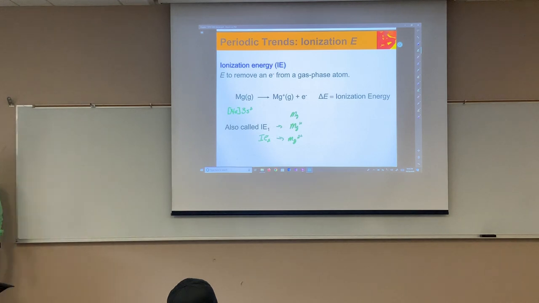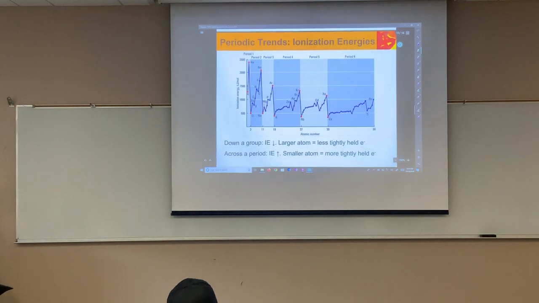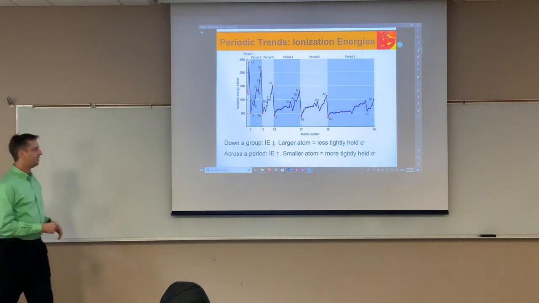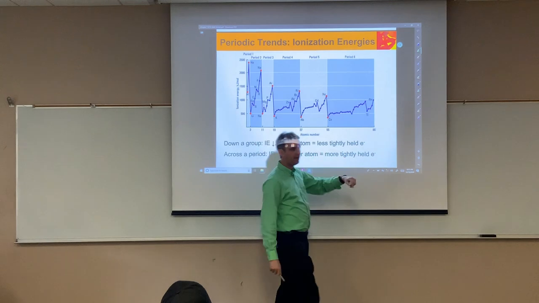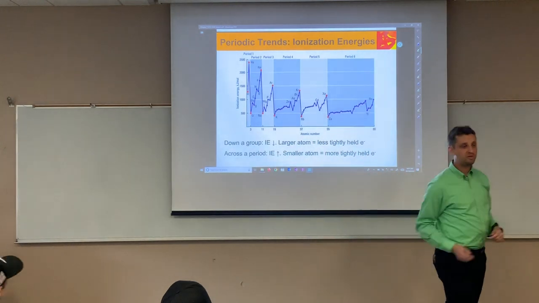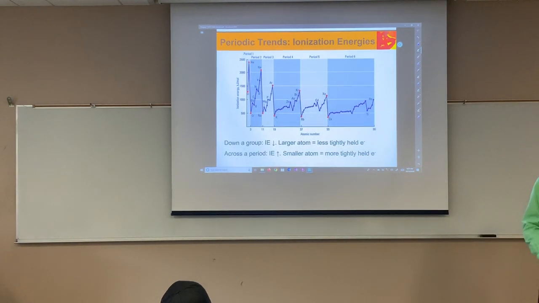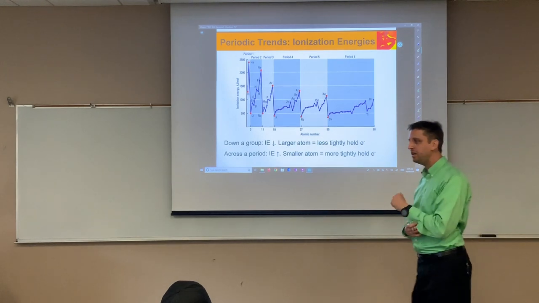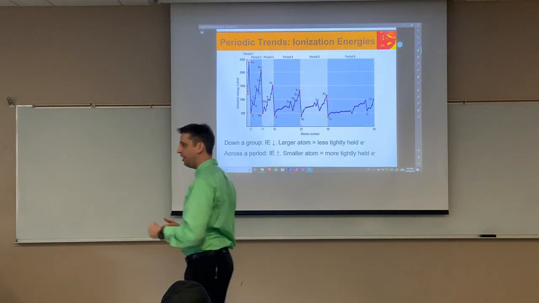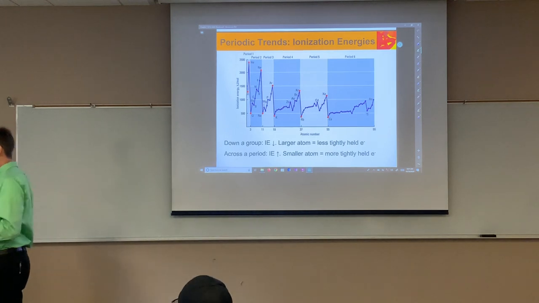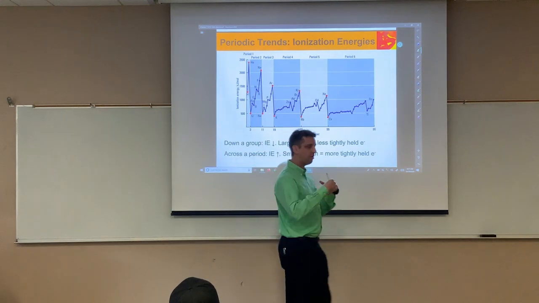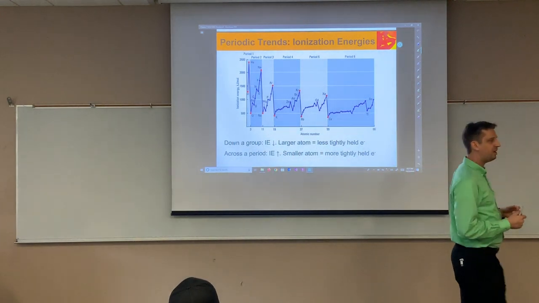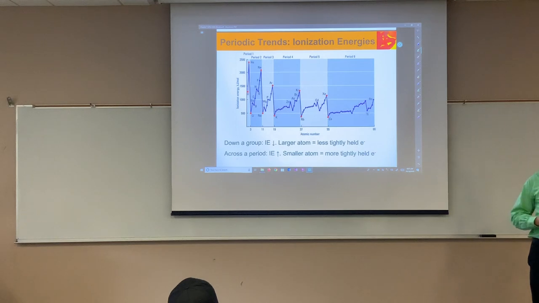So if we take these ideas and we graph it out, right, the larger the atom, the less tightly held is our electron. That's what you guys were just telling me. The bigger the radius, that means my students at the back of the classroom can leave a little bit easier. They're less tightly held to the nucleus, and they can just leave as they want to. The smaller the radius, the more tightly they're held, the more energy it takes to remove one of those electrons.